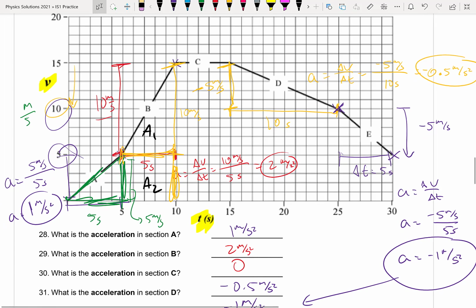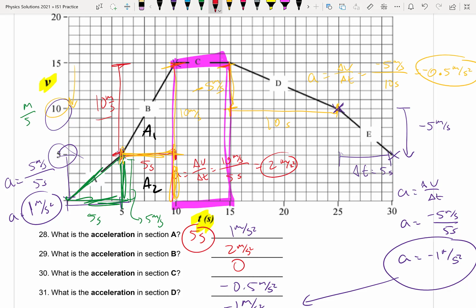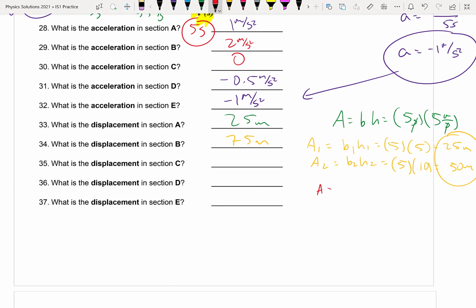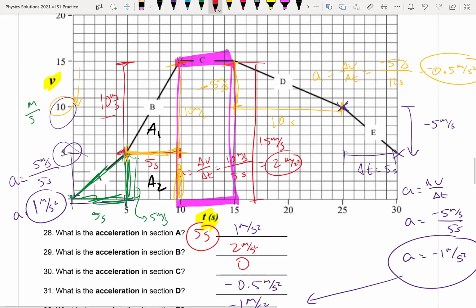What's the displacement at C? Well, the velocity is constant. So this displacement is just going to be this area. So again, the base is 5 seconds, but the height is 15 meters per second. So the area there is 5 seconds times 15 meters per second. What is that? Is that 75? Yep, 75. So it's going to be 75 meters again for that displacement there.